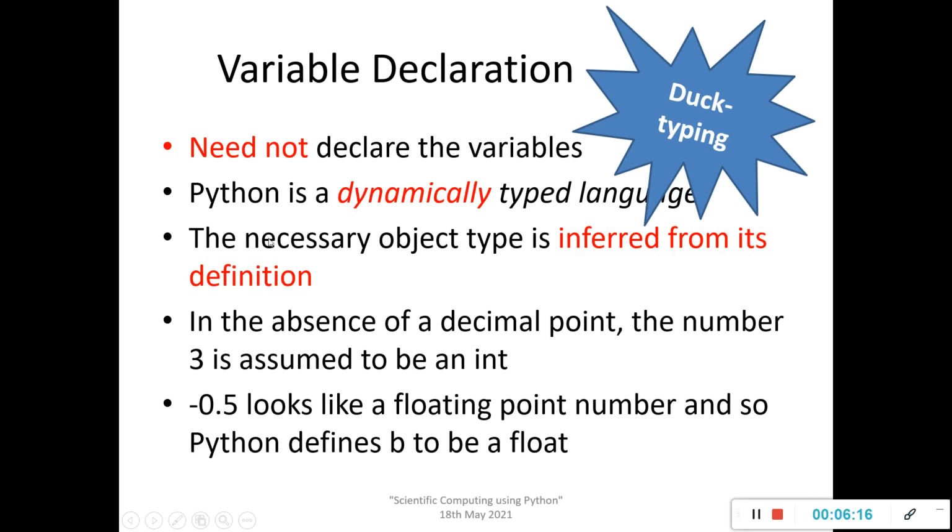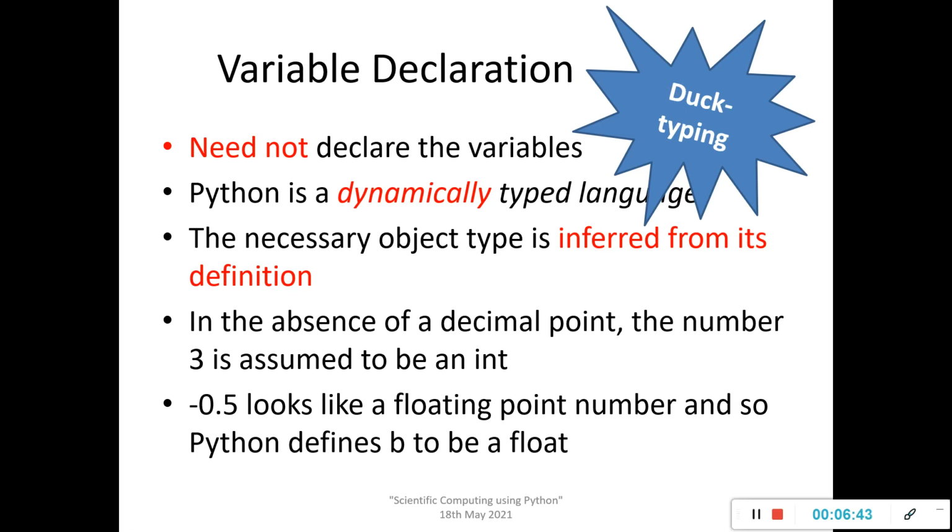The biggest advantage of going for this is the variable declaration. Well, in C or C++, you need to declare the variables, but here there is no need because it's a dynamically typed language. Then you can ask a question like how the variables are understood to be integers or floating point numbers or characters or strings, and so forth. The technique used by Python is called duck typing.